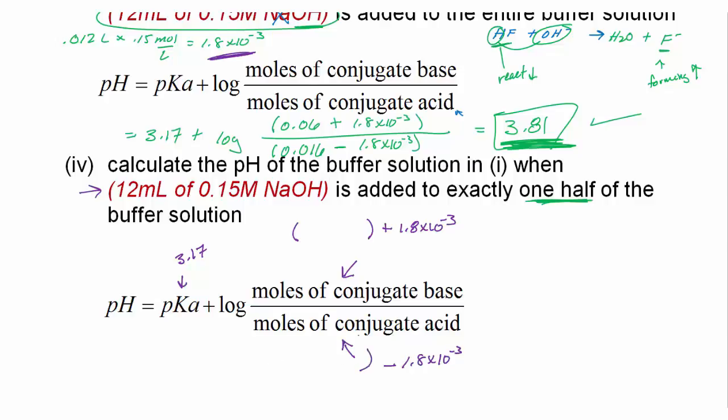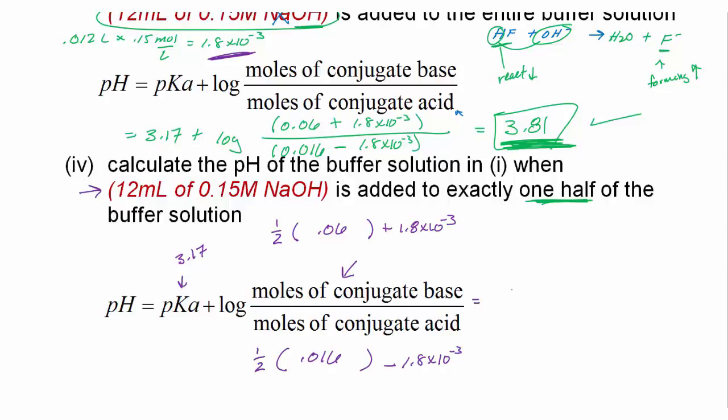But what's that original amount? Okay, it was 0.06 and 0.016, but we only added it to half the buffer. So you don't have this entire 0.06 moles of conjugate base and entire 0.016 moles of conjugate acid. You only have half. So multiply it by your fraction of half. And then see if you can get your answer.